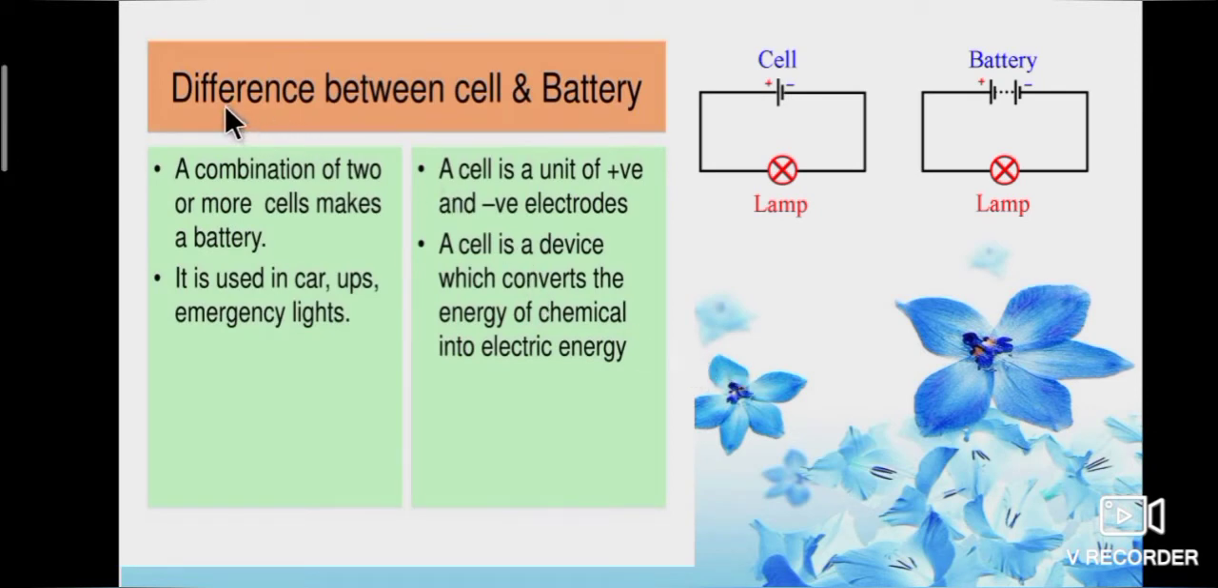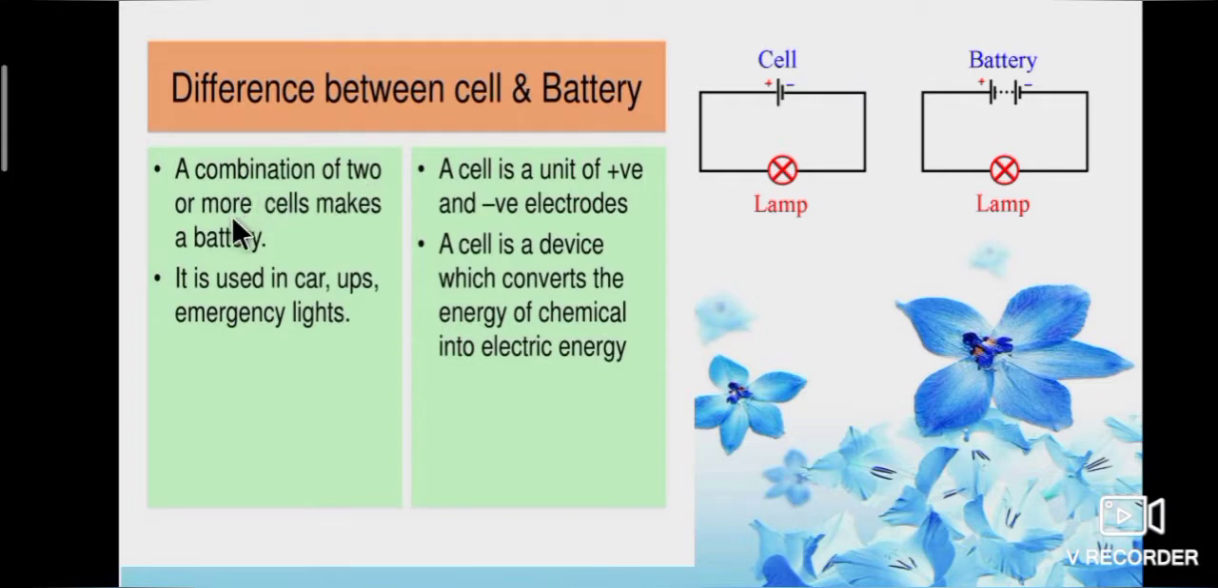Next, we will see the difference between cell and battery. See the picture, this is a cell, having only one positive and one negative terminal. This is a battery. Here the number of cells is more, and the positive and negative terminals are more. This is the number of cells present in a battery.